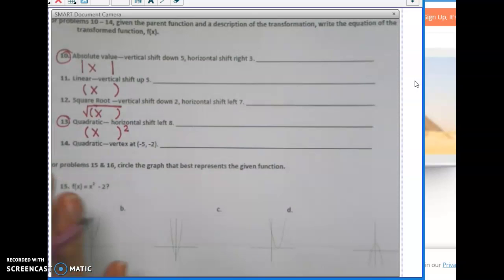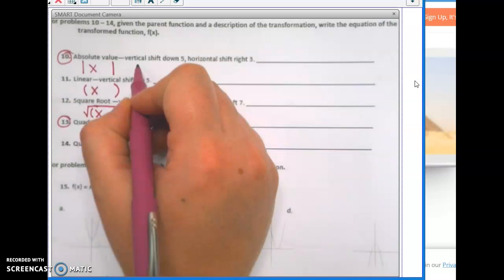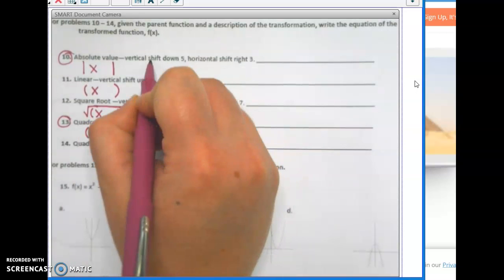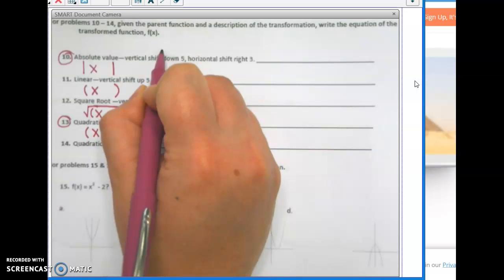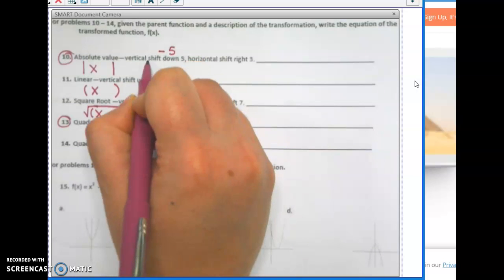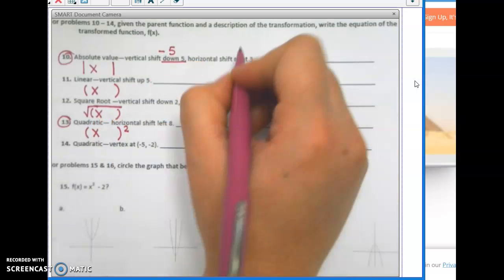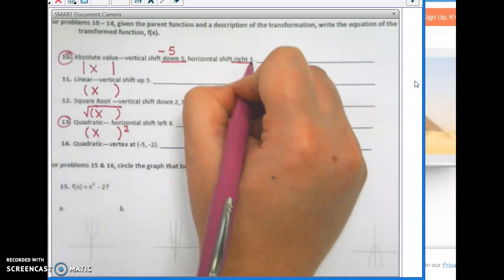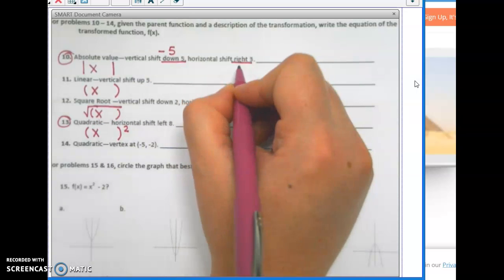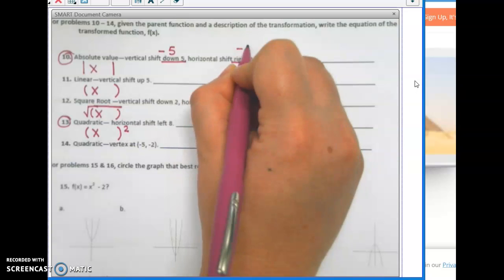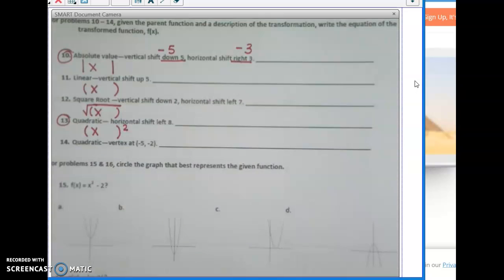So absolute value, a vertical shift down 5. This means I'm going to need to see a -5 at the end. And right 3, left and right is opposite from what you might think. So the right is actually going to be -3.